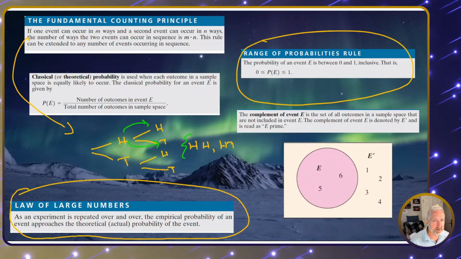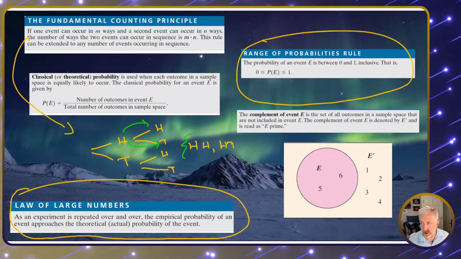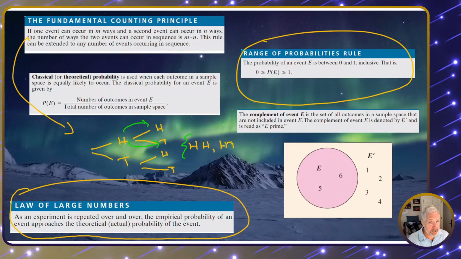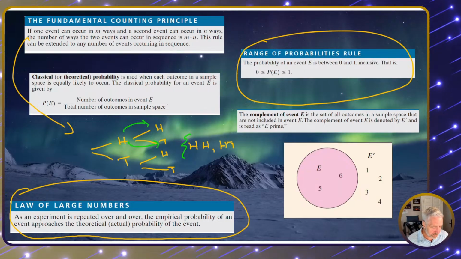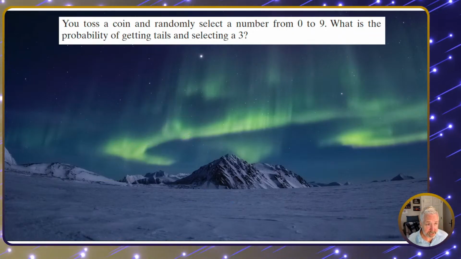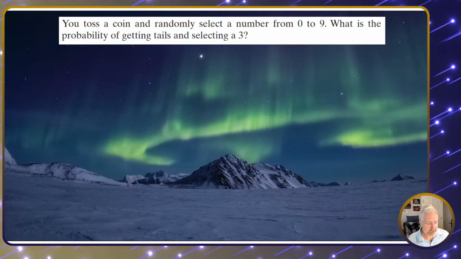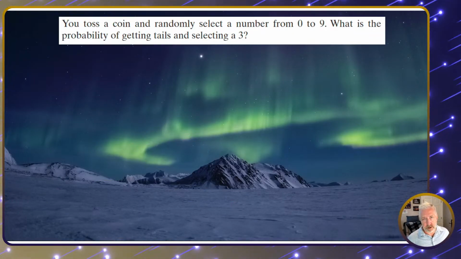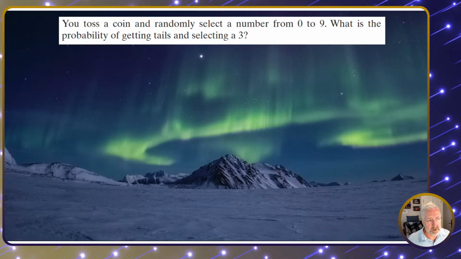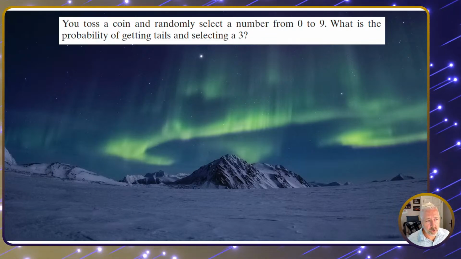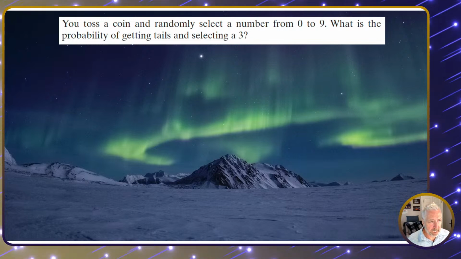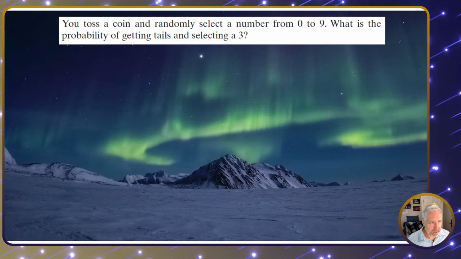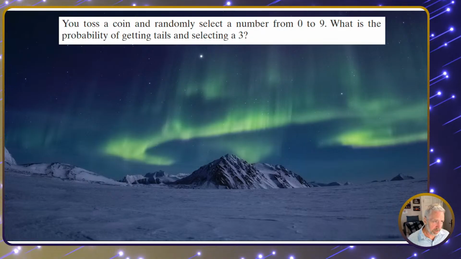So, let's move right into the meat of it. I know the folks coming from my class certainly want to know, what's the test going to look like? Well, I don't have the test here, but I have pieces and parts. So let's talk about this. Types of problems you might see, and these are basic probability problems in this statistical analysis class. You toss a coin and randomly select a number from 0 to 9. What is the probability of getting tails and selecting a 3?